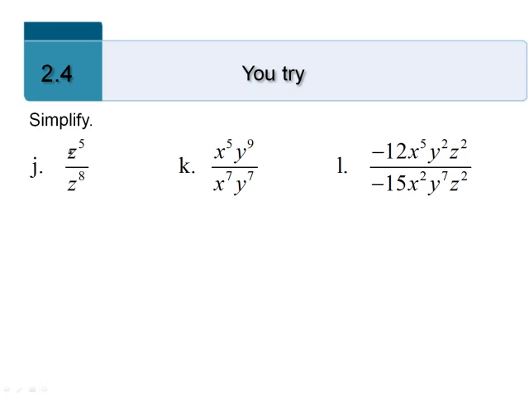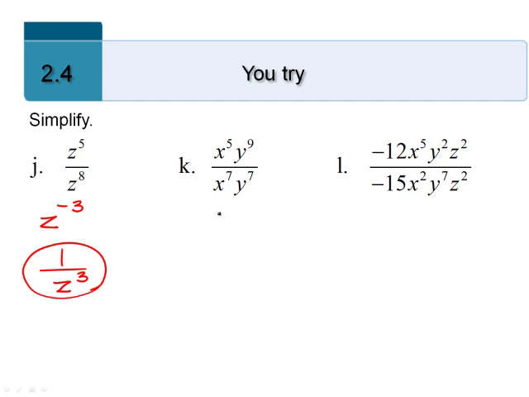Okay, on J, we're looking at division. Remember for division you subtract. So if I subtract 5 minus 8, I'm going to get z to the negative 3. Now I can't leave a negative exponent, so that has to go to the denominator, down to the bottom, to become positive, 1 over z to the third.